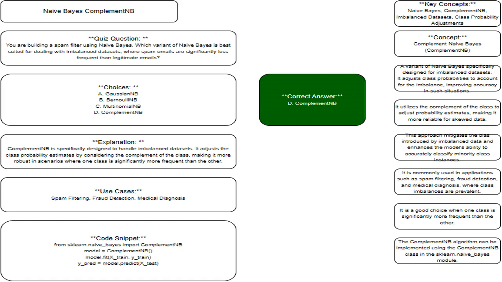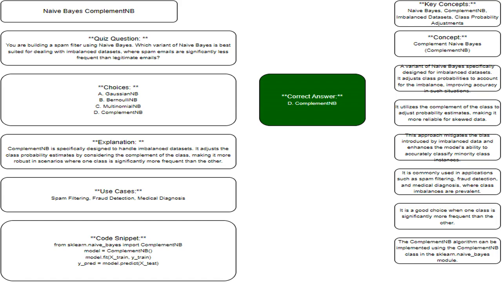Gaussian NB assumes features follow a Gaussian distribution and is not specifically designed for imbalanced datasets. Choices: A. Gaussian NB, B. Bernoulli NB, C. Multinomial NB, D. Complement NB.